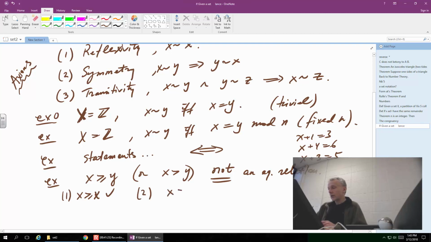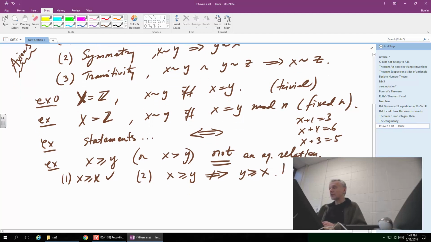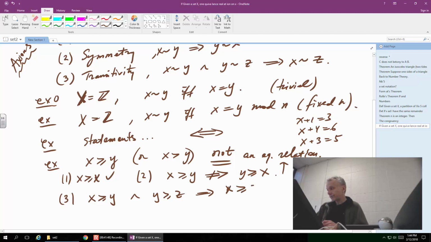So x larger than or equal to y does not imply that y is larger than or equal to x. It could happen by accident, but in general it does not, which makes it already a non-equivalence relation. But notice that the transitivity condition is satisfied. So x larger than or equal to y and y larger than or equal to z does imply that x is larger than or equal to z. So you never know which one is going to fail. In this particular case, as you can see, the second one fails.